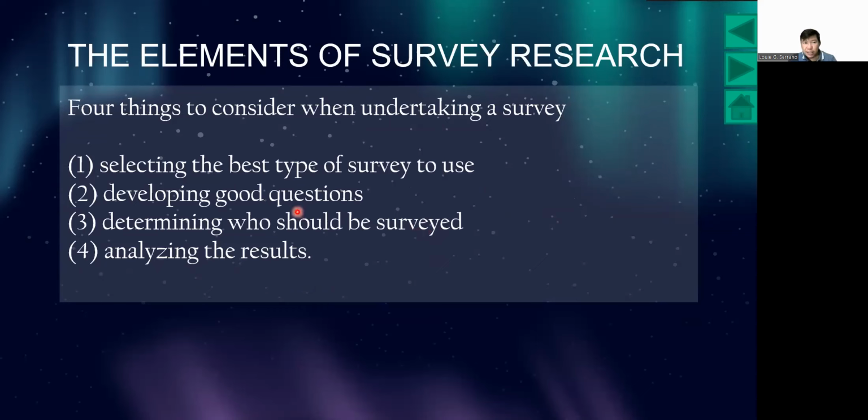So, the elements of survey research: there are 4 things to consider when undertaking a survey. So, first, selecting the best type of survey to use. Kung ano ang survey type na babagay. Number 2, developing good questions. Siyempre, yung easily answered questions. Number 3, determining who should be surveyed. So, kung sino yung mga population o yung group of people na to be surveyed. And then, last, yung analyzing the results. So, ito yung compiling all results, then analyzing the results from the survey.